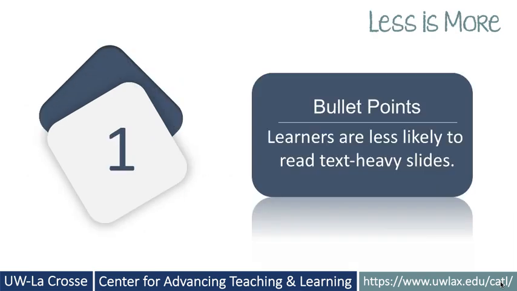The first strategy is the idea that less is more. Learners are less likely to read text-heavy slides, so less than 6 bullet points is your goal. To make your presentations more acceptable and look great, keeping your slides to 6 bullet points each is best. This provides decent space for images, video, and infographics that balance your text. Remember, less is always more for the online context.